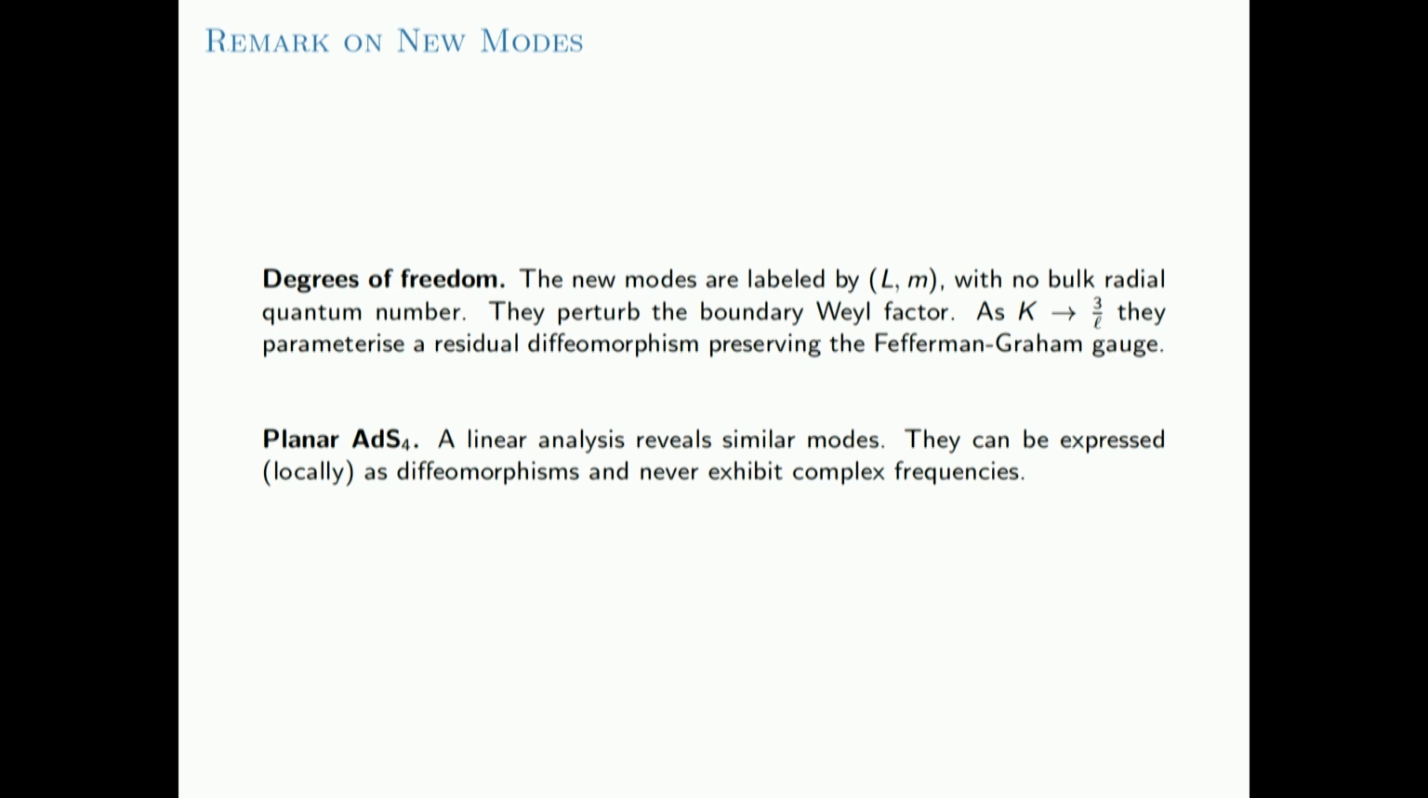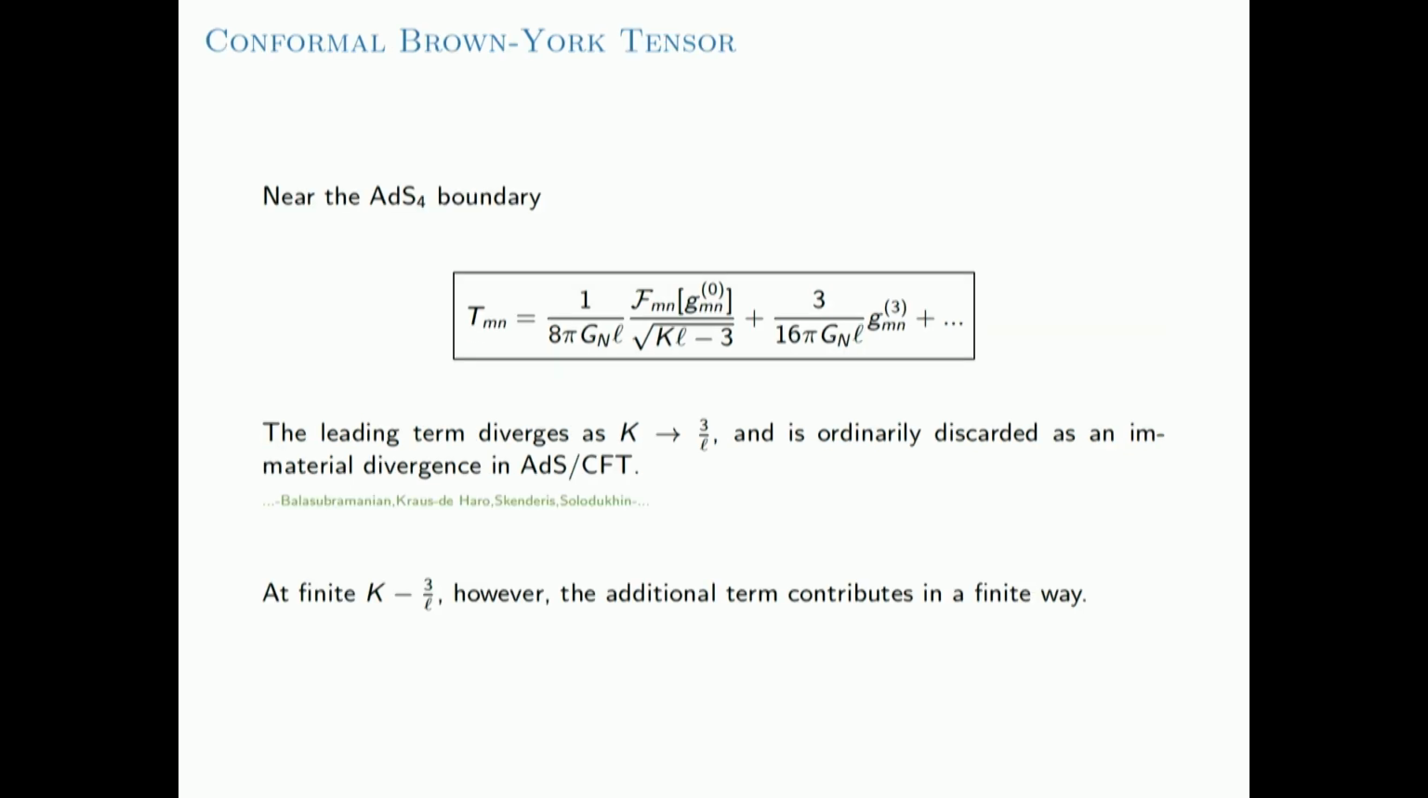As K tends to 3 over L, you might wonder why we hadn't seen these modes in ordinary AdS/CFT. What happens is that in the strict limit they parameterize residual diffeomorphisms that preserve the Fefferman-Graham data. But they're brought to life as the boundary goes in. And in planar AdS, one can do a similar analysis and find similar modes as well.